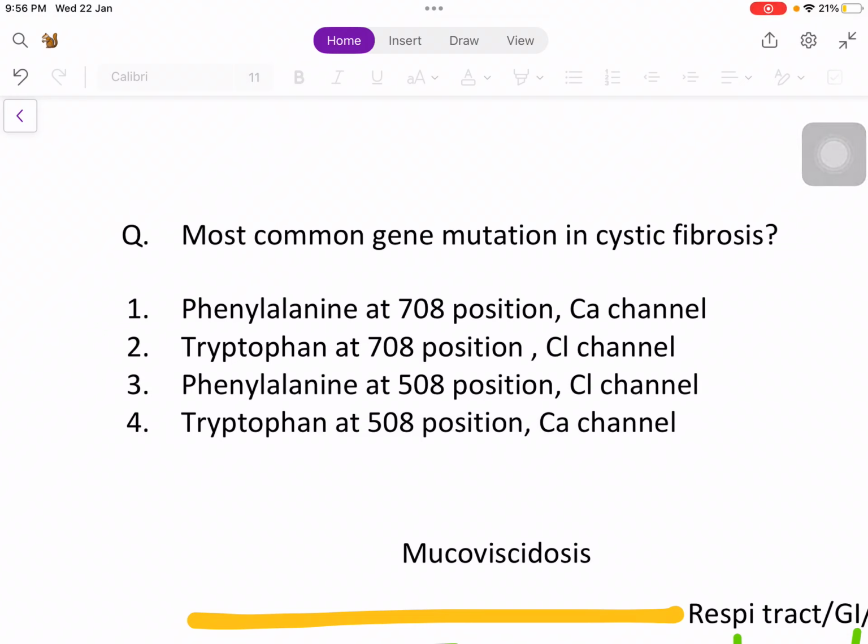Hello guys. So the question for today from Paediatrics is, what is the most common gene mutation in cystic fibrosis? Now cystic fibrosis is a very important topic. It is very commonly repeated, so we need to know everything about this topic.